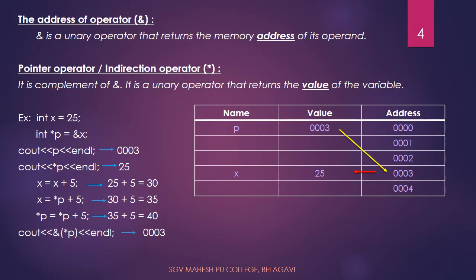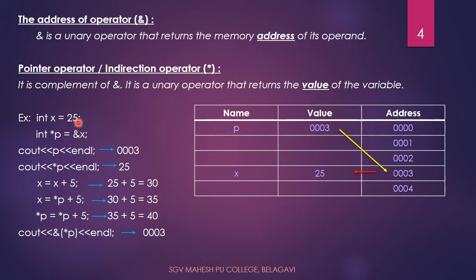Now let's find the difference between ampersand and star. What is the difference between ampersand and a star? Ampersand is a unary operator that returns the memory address of an operand, whereas the star, which is also called the pointer operator, or the indirection operator, is nothing but the complement of ampersand. This unary operator returns the value of the variable.